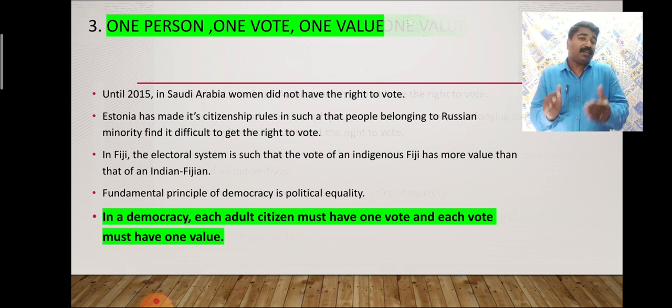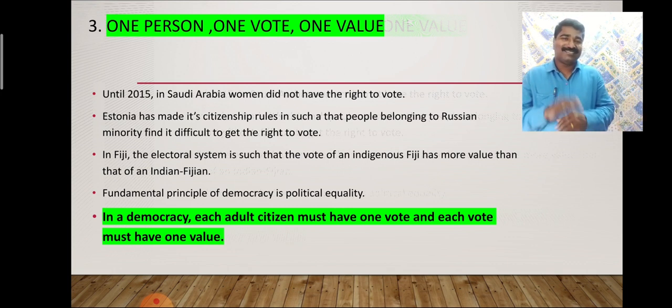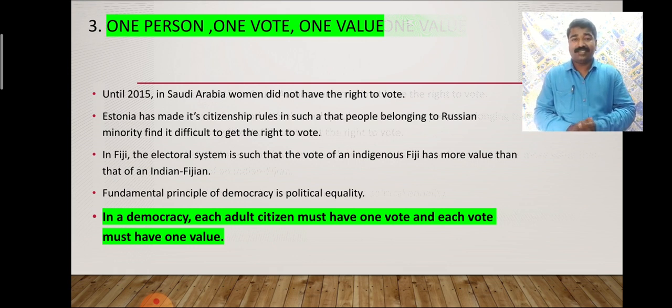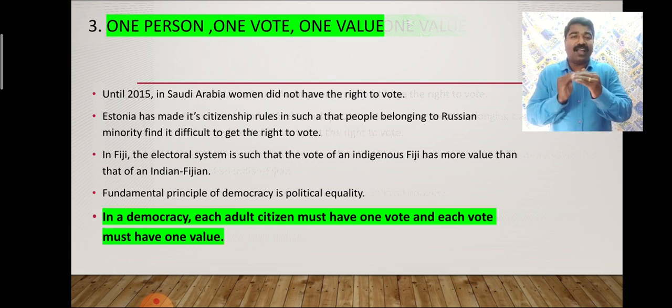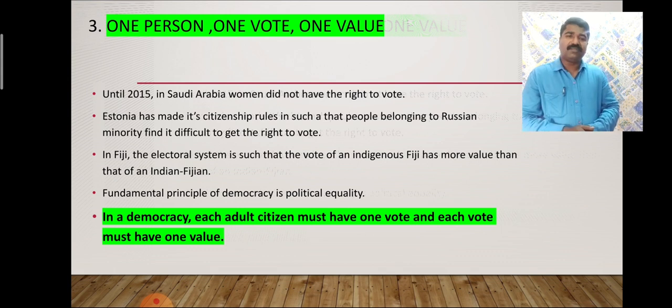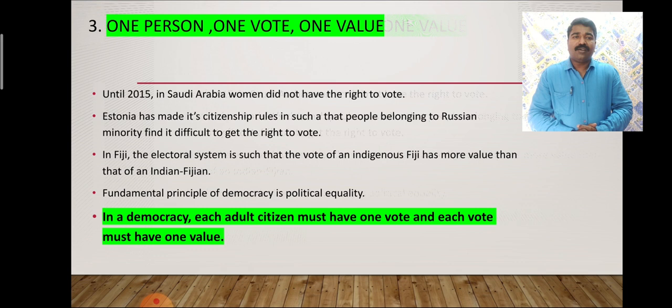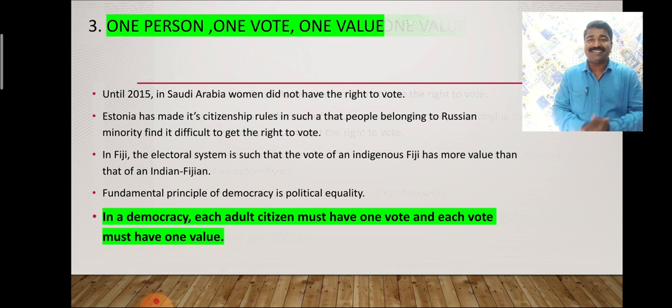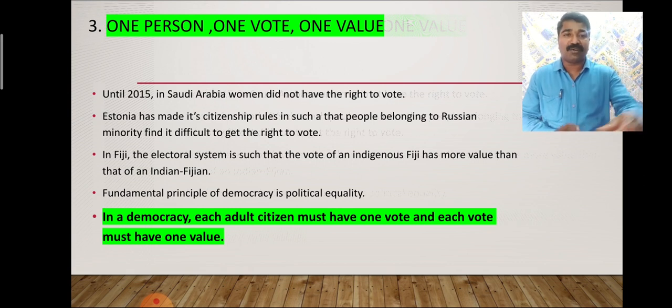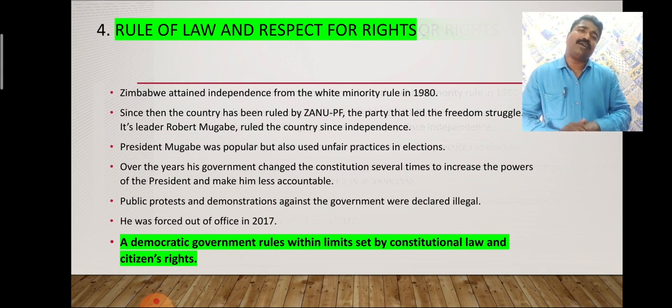Then the fundamental principle of democracy is what? Political equality. Universal adult franchise is very important. All adults should get their vote and it should have equal value. In a democracy, each adult citizen must have one vote and each vote must have one value. That is very important. That is the third important feature of democracy. We see the fourth one.